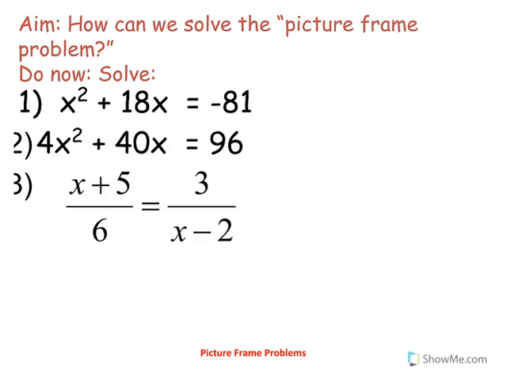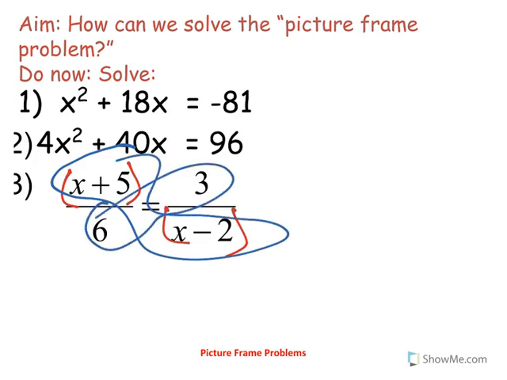But before we do that, let's take a look at something that we haven't looked at yet. Let's look at number 3 from the do now. So this is something that has showed up here and there on the Regents. And it's a quadratic, but it's not one we've really looked at. So what we probably want to do is cross multiply. So I'm going to take my cross products and set them equal to each other.